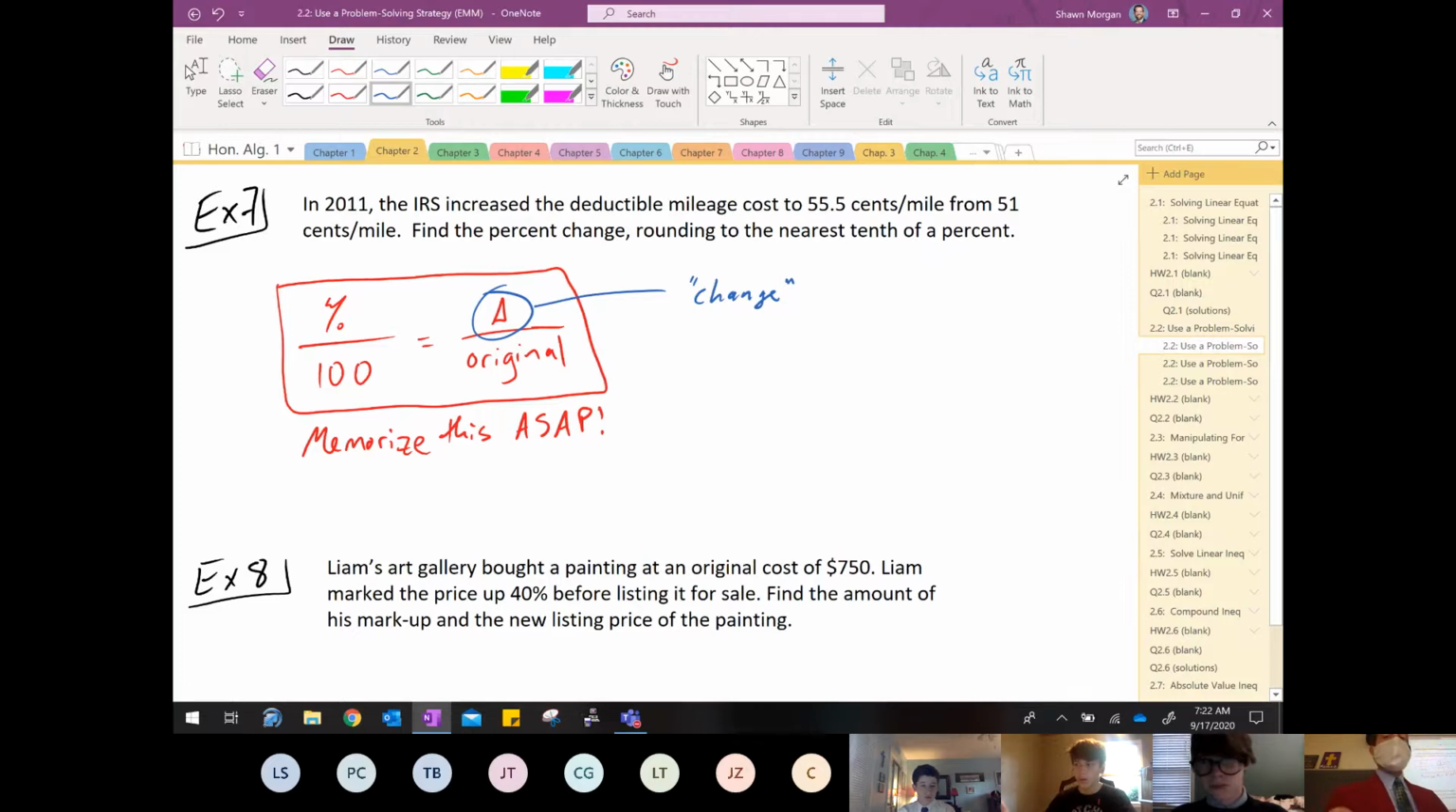4.5 cents per mile. Good. So that's going to be what I put up there at the top of my equation. Okay, so here's my proportion. So 4.5 cents, again, we get that by subtracting. You want to write that down: the amount of change you get by subtracting.